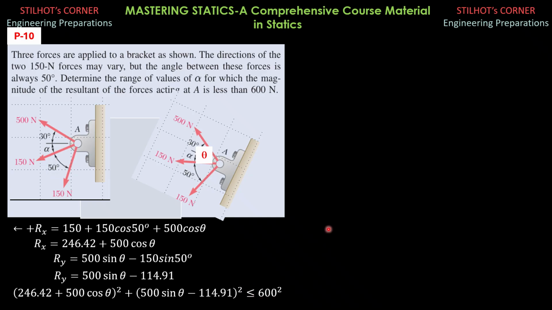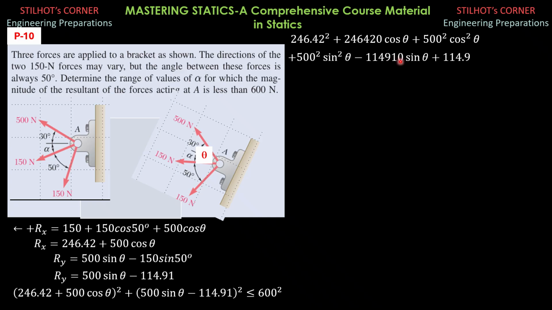must be less than or equal to 600 squared. So expanding, we have 246.42 squared plus 2 times 246.42 times 500. That's 246,420 cosine theta. And the second term is 500 squared cosine squared theta plus 500 squared sine squared theta, then minus 2 times 500 times 114.91, that's 114,910, then sine theta, plus the square of 114.91, less than or equal to 600 squared. So take note that if we factor out 500 squared, then we'll have cosine squared plus sine squared theta, which is 1 by identity.